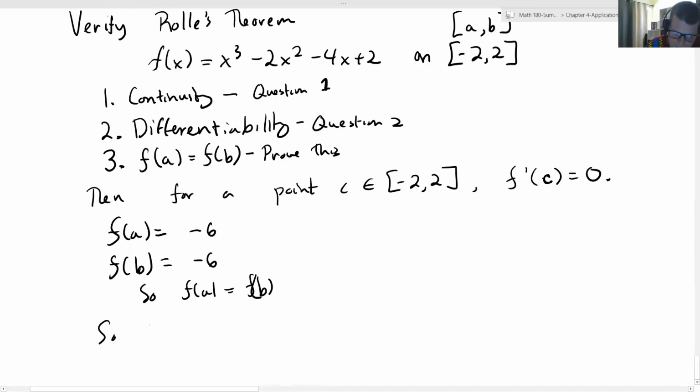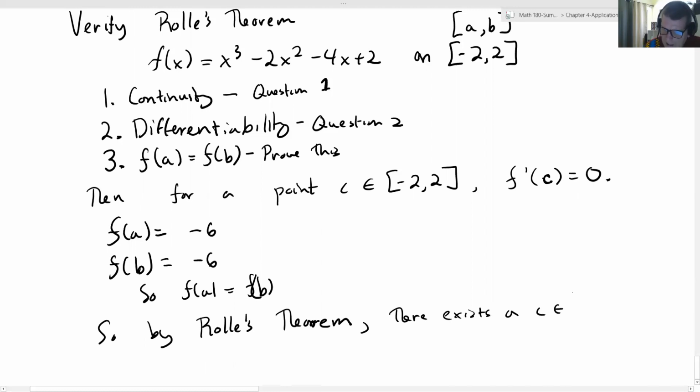Okay, so by Rolle's theorem, there exists a C belonging to negative 2 to 2 such that f prime of C equals 0. Now, the second piece of a question, something like this, is to find C. So now we want to find C, okay?